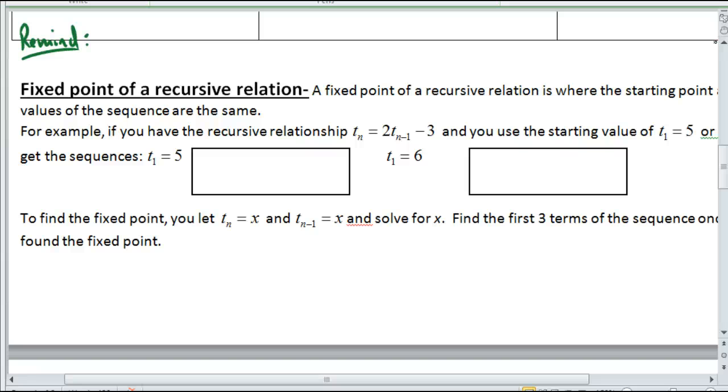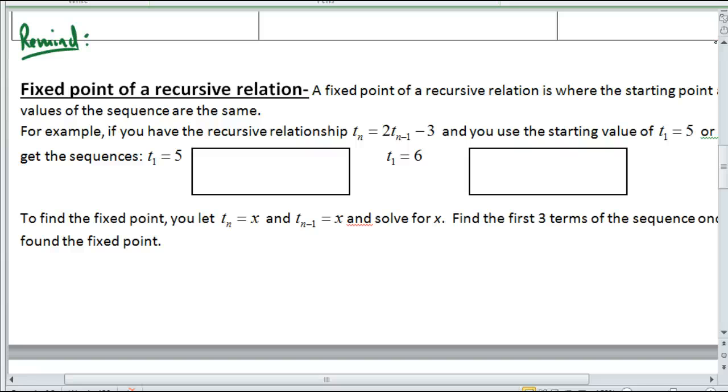So a fixed point is this: if my seed is planted such that each successive term is going to be that seed over and over again, then I have a fixed point. In other words, if I have a sequence 4, 4, 4, 4, 4, 4, that would be a fixed point sequence.